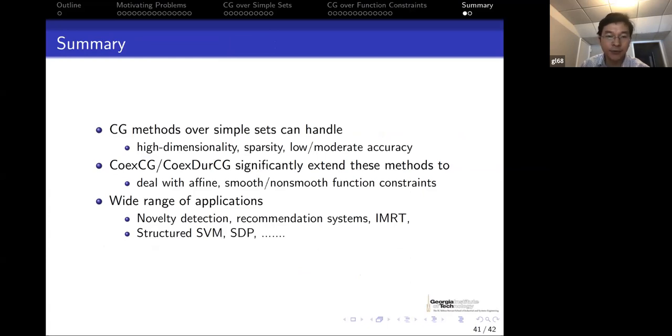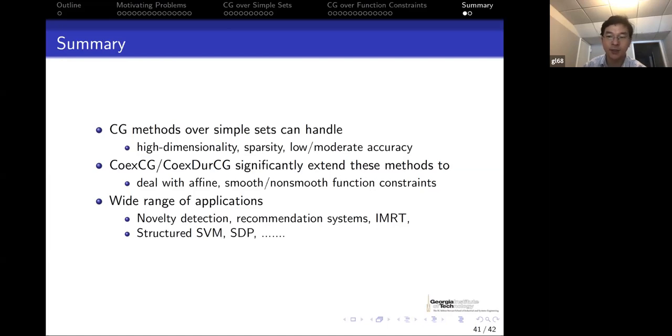I gave a brief introduction about the conditional gradient methods. Conditional gradient methods over simple sets can handle high dimensionality and generate sparse solutions. They are most appropriate if you don't need to solve the problem very accurately. And our new algorithms CoexCG and CoexDurCG significantly extend this method for solving problems with affine, smooth or non-smooth function constraints.